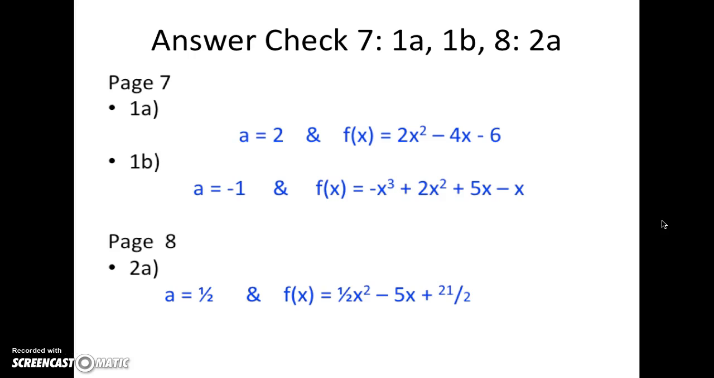All right. On page 7, I want you to try questions 1A and 1B. And then on page 8, I want you to try question 2A. And you can check your answers to these questions just to see how you're doing. And then you continue on with the practice, which depending on where you left off, you may just have pages 7 through 11 to do.